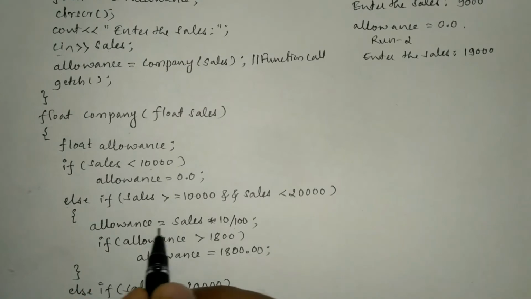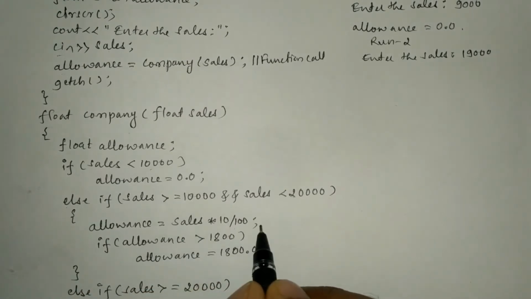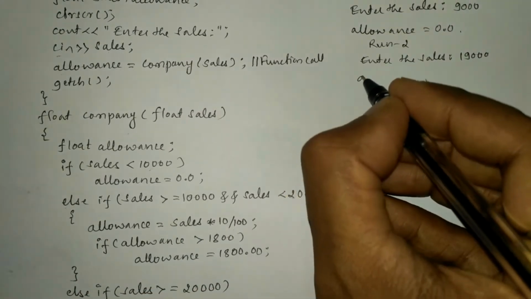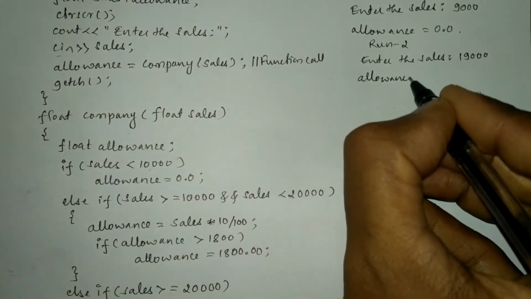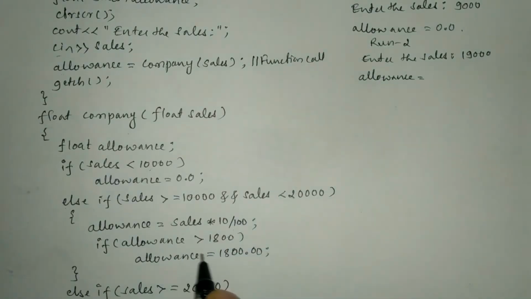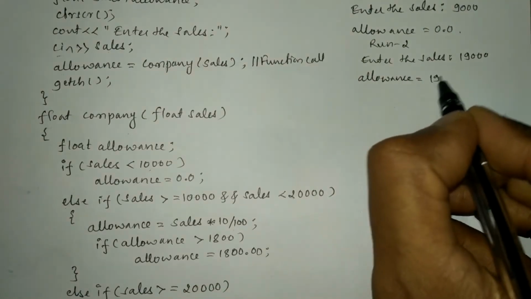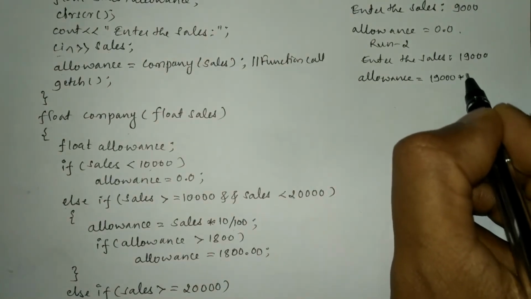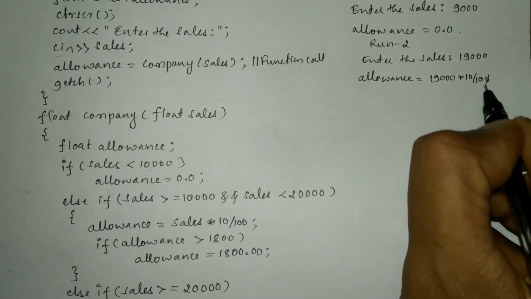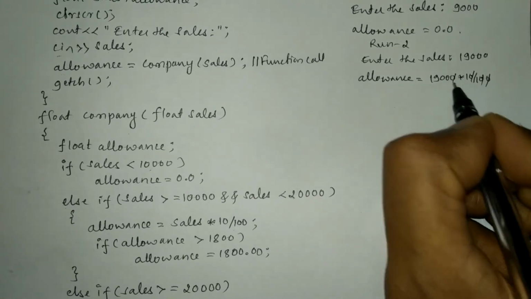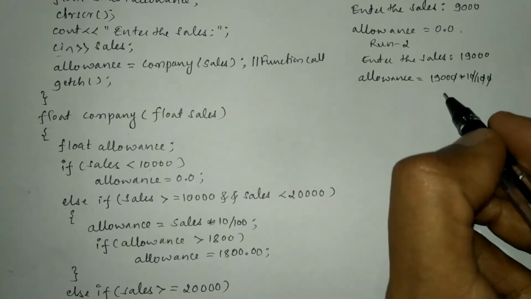Next, allowance is equal to sales into 10% will be calculated. So here I'm going to write allowance is equal to 10% of sales. So what is sales? 19,000 into 10 divided by 100. So this 0, this 0, and this 0, this 0 will get cancelled. So what do we remain with? 1900.